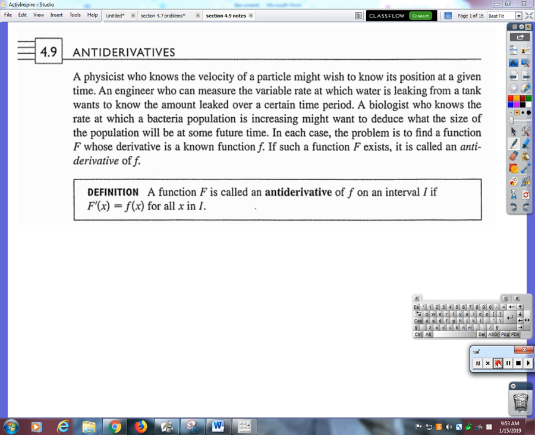We have had a leaking tank and we've figured out, I think, like how long it takes for the tank to get empty or something like that, but we haven't done the total amount of water leaked. Yeah.